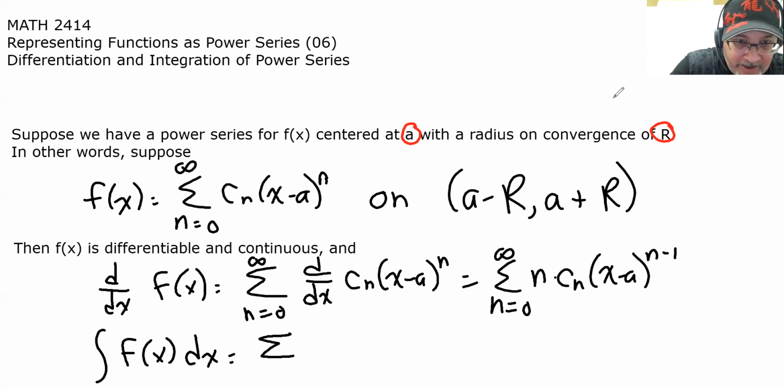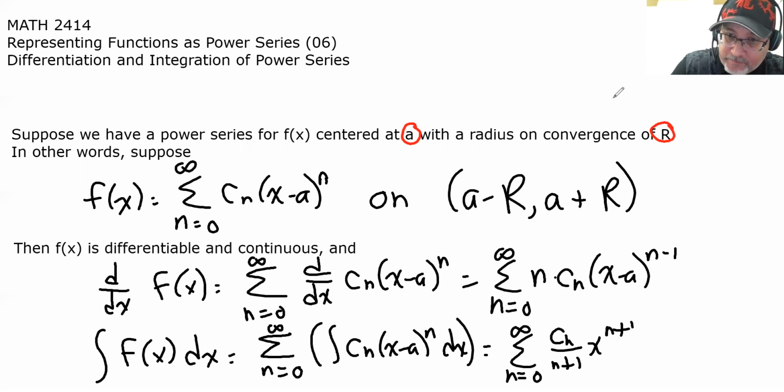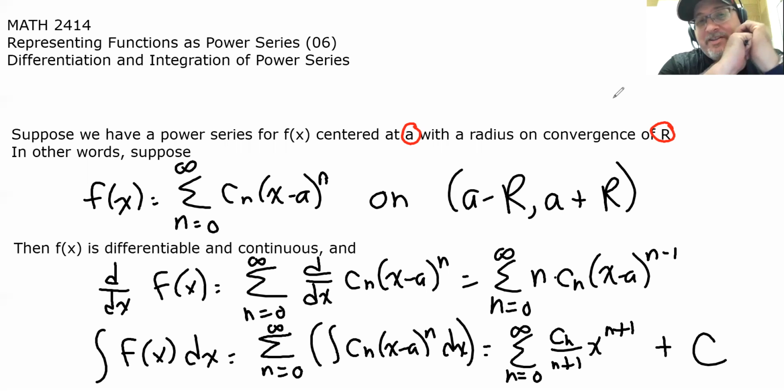The integral of f of x is equal to the sum n equals 0 to infinity of the integral of Cn times x minus a to the n dx. So we can integrate term by term, and we can actually integrate this thing. To integrate it, all we have to do is raise the power by 1 and divide by the new power. So Cn over n plus 1 times x minus a to the n plus 1 plus a constant because it is an indefinite integral. So basically that's all this is saying.